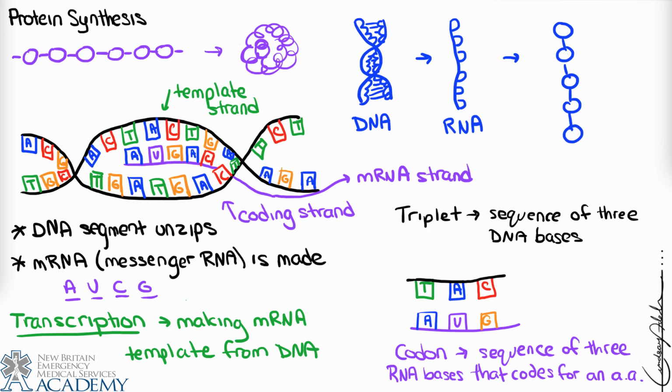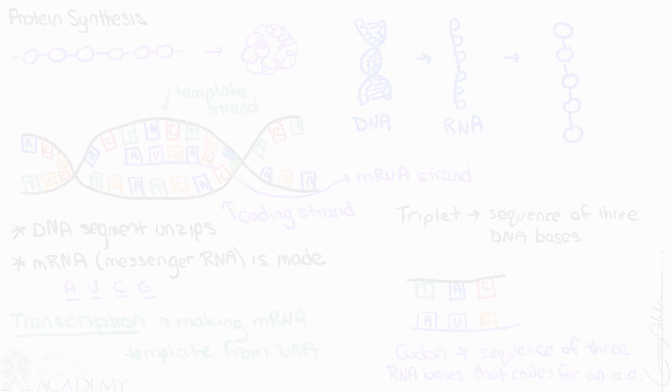The reason we bring this up is because 3 bases code for each amino acid. If you recall back to the original discussion of amino acids, we said that there are 20 different possible amino acids. And when we use these letters, we're essentially using them to code for each of those 20 amino acids.